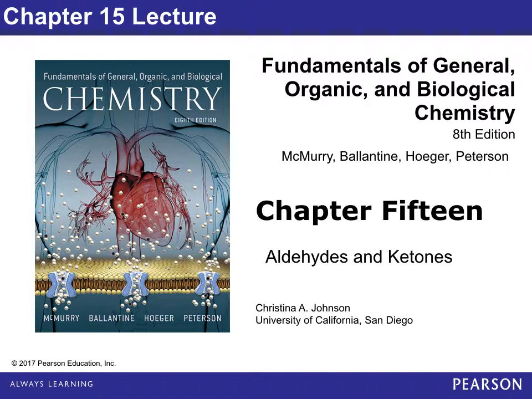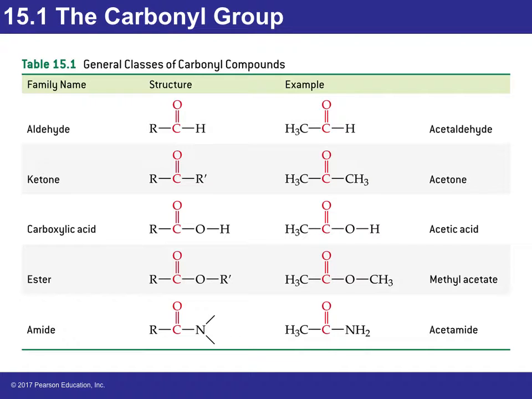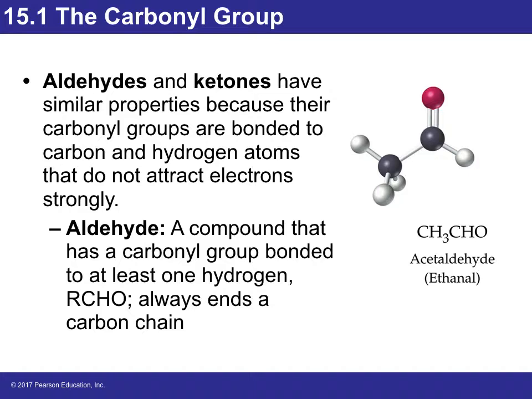This is the first part for chapter 15. We're going to look at aldehyde and ketone. What you need to recognize is the carbonyl group, where you have a carbon linked to an oxygen with a double bond, and we classify them by looking at what is bonded to the carbon. The ones we're going to look at are aldehyde and ketone, and then the next chapter will be carboxylic acids, ester and amide.